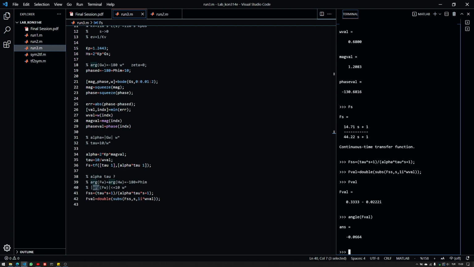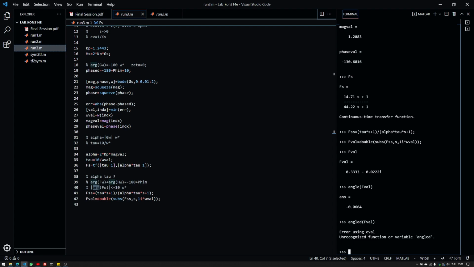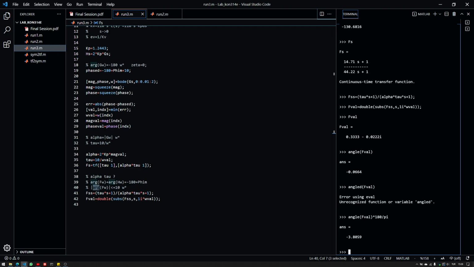It is 0.06. Now I guess there's also angle d in degrees. Oh, seems like not. So angle should be in radians. If I convert it back into degrees, it is 3.8 degrees. And it's negative because it's a lag controller. So my assumption holds. I assumed that it should be less than or equal to 3. I assumed that it was 10 at max, and I've found out that it is less than 10.